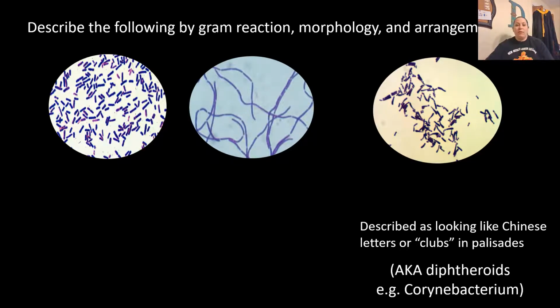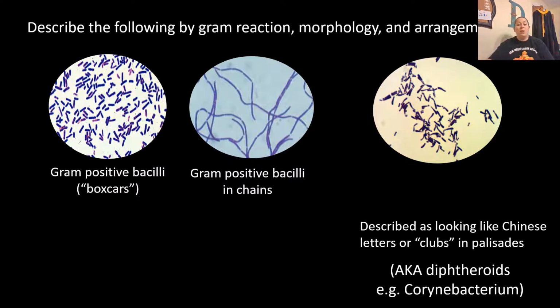Okay, so in the first one, we have that purple color, so these are going to be gram-positive bacilli. They kind of have a boxcar shape, okay, but these are gram-positive bacilli. The next one is also purple, and these are gram-positive bacilli, but you'll notice these are in chains. We're not going to call that streptobacilli, but they are in chains.